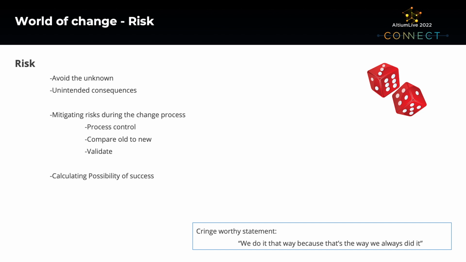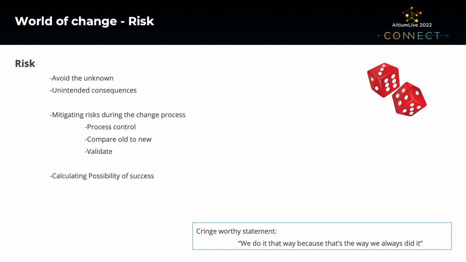We can cover that by either checking the process really carefully, like what was done, keep track of it, or we can load in the old board and the new board and use the Altium tools to compare the old to the new. And then we can also validate those changes with a third party, maybe with some automatic tools for validating the new board.